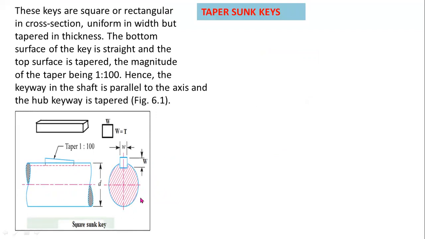Taper sunk keys are square or rectangular in cross section, uniform in width but tapered in thickness. The bottom surface of the key is straight, and the top surface is tapered. The magnitude of the taper is 1 in 100. Hence, the keyway in the shaft is parallel to the axis and the hub keyway is tapered.